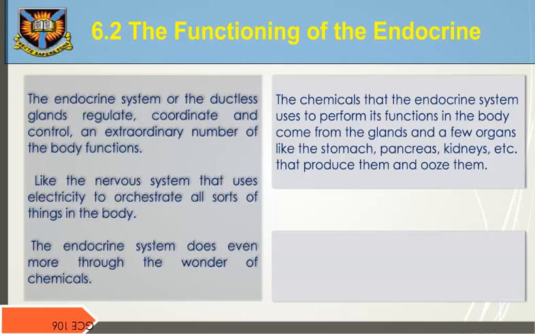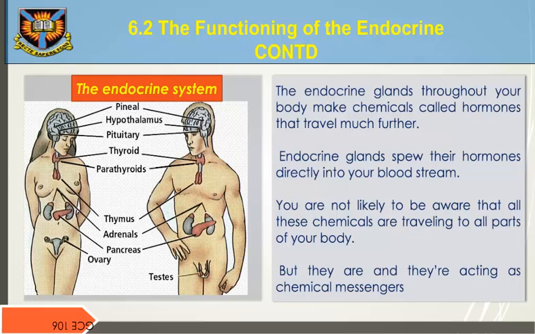The chemicals that the endocrine system uses to perform its functions in the body come from the glands and a few organs like the stomach, pancreas, kidneys, and so on that produce them and ooze them. The endocrine glands throughout your body make chemicals called hormones that travel much further. Endocrine glands spill their hormones directly into your bloodstream. You are not likely to be aware that all these chemicals are traveling all around your body, but they are, and they are acting as chemical messengers.